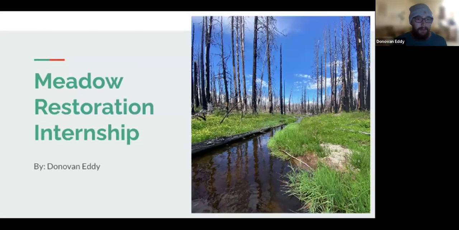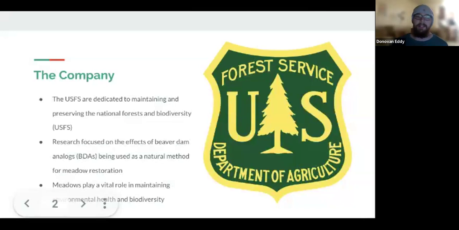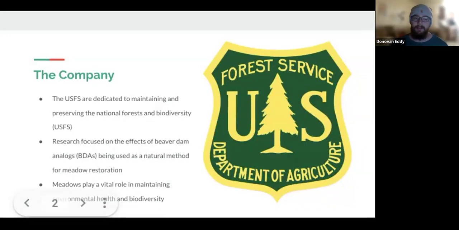So I worked with the U.S. Forest Service, and they are dedicated to maintaining and preserving the national forests and biodiversity within these forests. The research that I conducted was focused on the data collection on the effects of the beaver dam analogs, or BDAs, that were being used as a natural method for meadow restoration. This is important because meadows play a vital role in biodiversity within the ecosystem and environmental health.